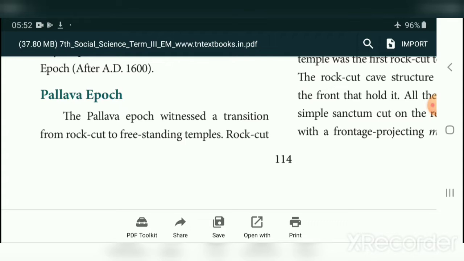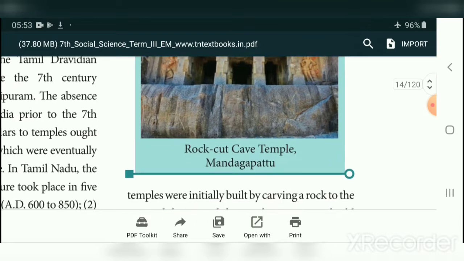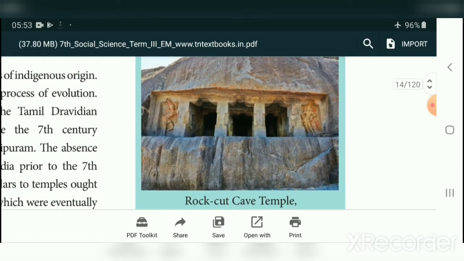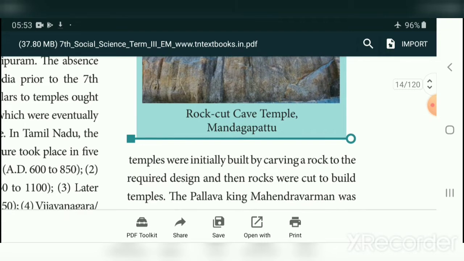So during the Pallava period, what temple architectures were established? The Pallava epoch witnessed a transition from rock-cut to freestanding temples. So during the 7th century, we can see rock-cut temples. During the Pallava period, that system changed from rock-cut to freestanding temples. You see here in this picture, this is a rock-cut temple. That is, they carved a single rock into a temple. This we call a rock-cut cave temple.